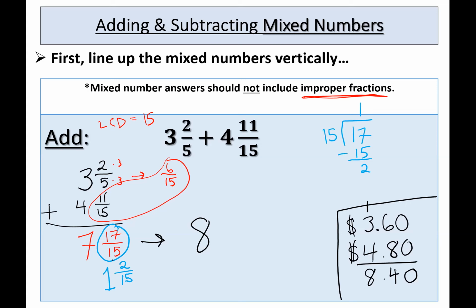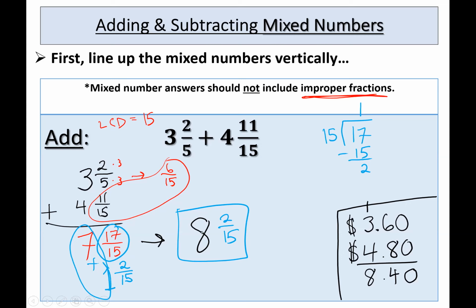Okay, and then the 1, it's almost like we can carry that. We can add that with the 7. So the 7 plus 1, that's where the 8 comes from. And then the 2/15 is our fraction. So that's our true final answer here. So 8 and 2/15 is our mixed number answer.